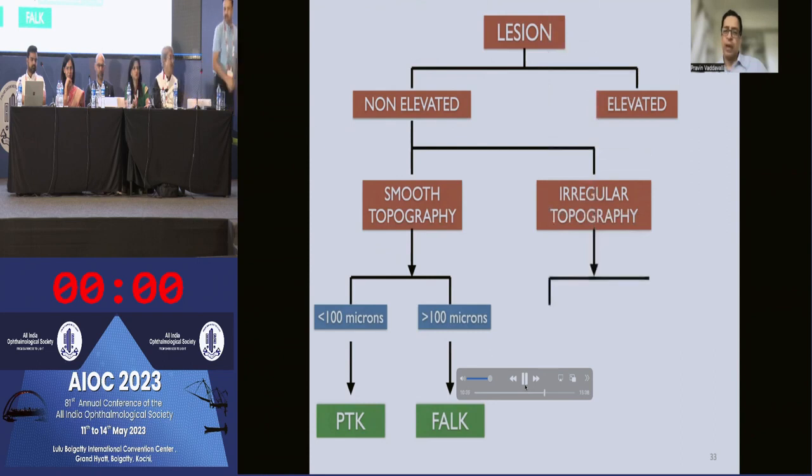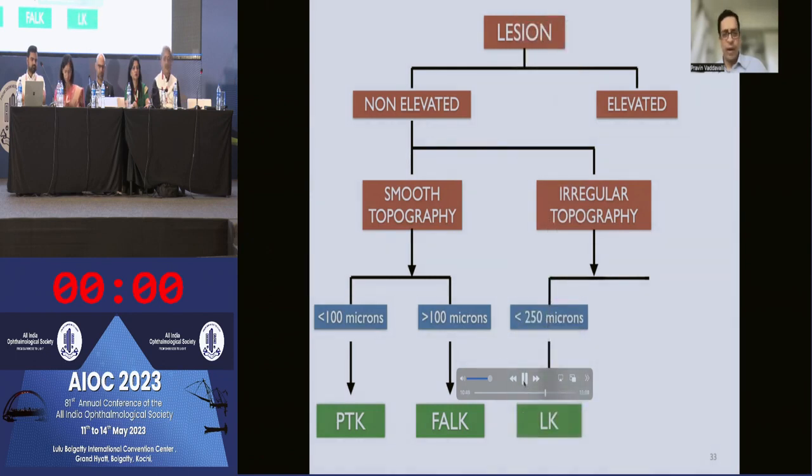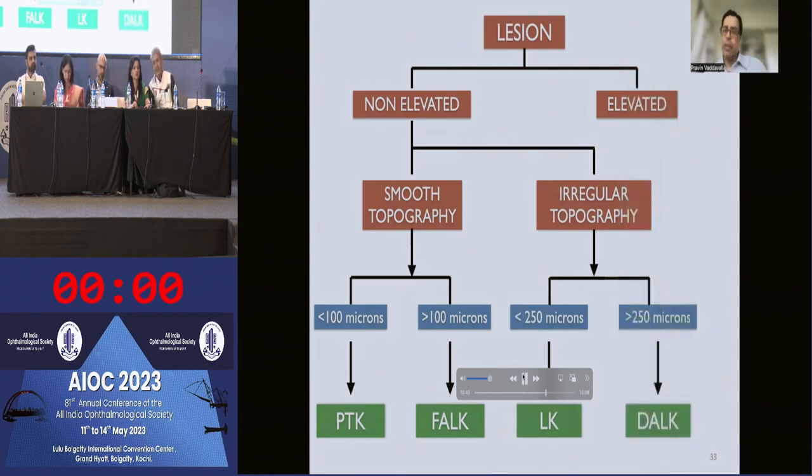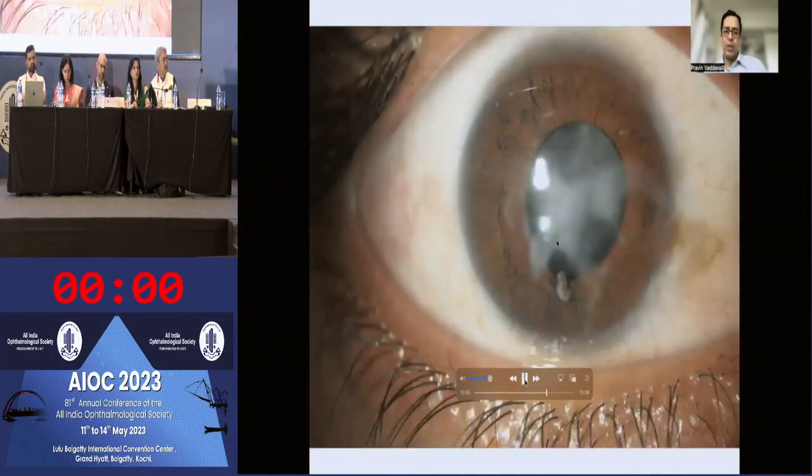But if you have irregular topography and the lesion is less than 250 microns, then LK or ALK or SALK is a great alternative. If it is irregular and the lesion is deeper, you might actually be better off doing DALK as well. So now, where does this fit in? You see that superficial anterior lamellar keratoplasty.